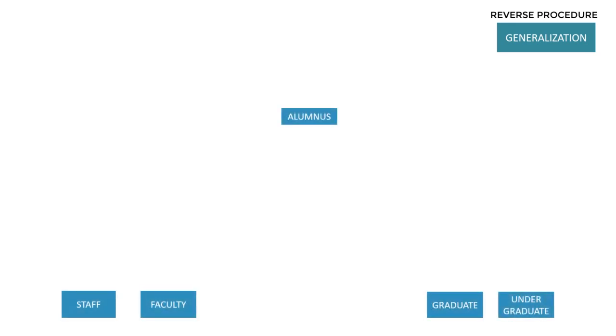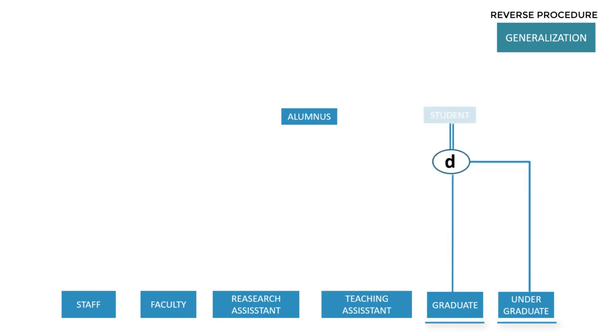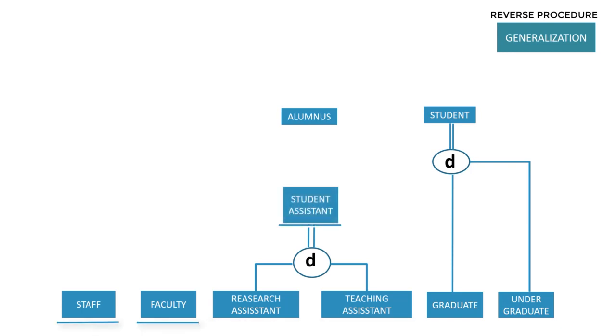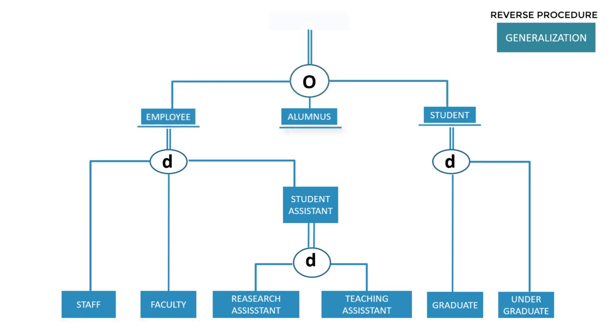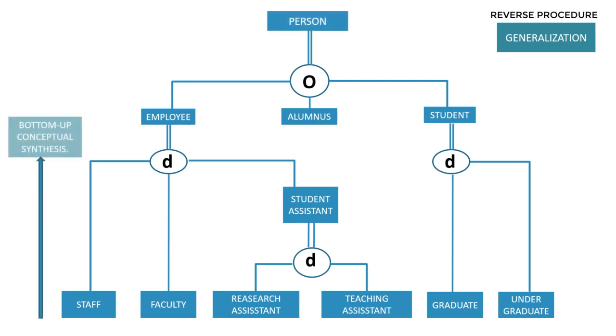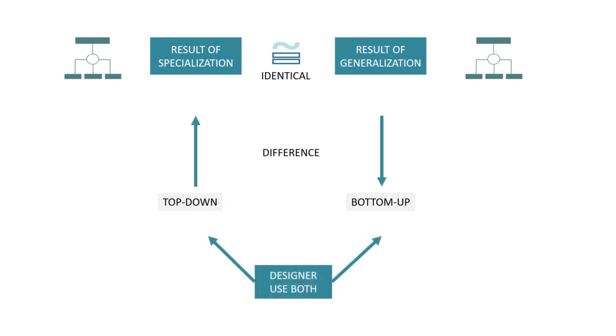For example, the database designers may first discover entity types such as staff, faculty, alumnus, graduate student, undergraduate student, research assistant, teaching assistant, and so on. Then, graduate and undergraduate can be generalized into student; research assistant and teaching assistant into student assistant; staff, faculty, and student assistant into employee. Finally, employee, alumnus, and student into person. This process is called bottom-up conceptual synthesis. The final design resulting from both methods might be identical. The only difference is the manner or the order in which they were created. Practically, designers use a combination of the two processes.